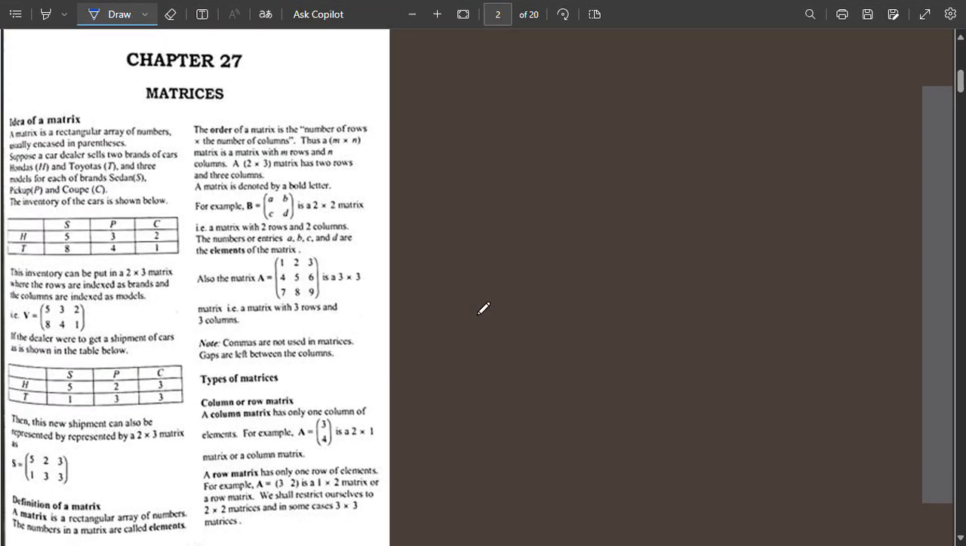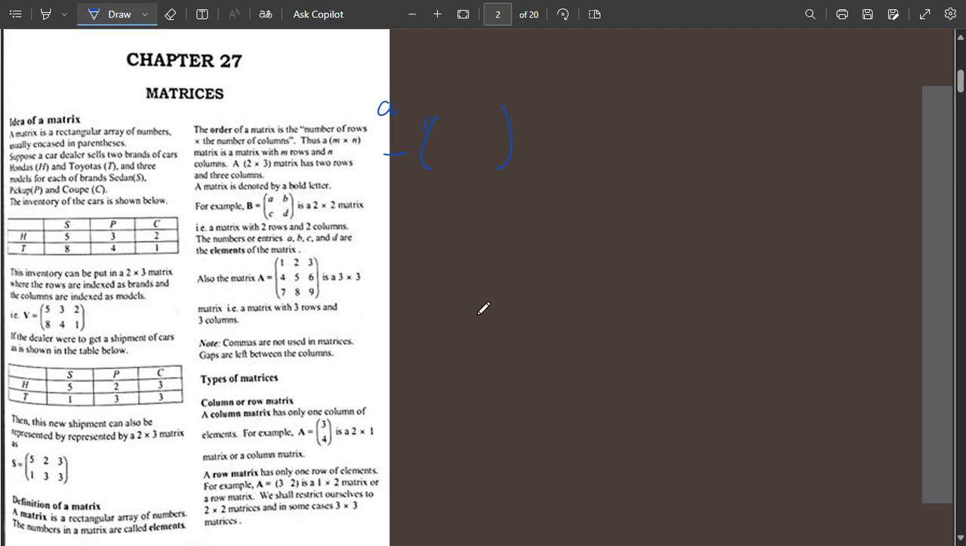So the first page, a matrix. The idea of a matrix is a rectangular array of numbers, usually encased in parentheses. So we just have a rectangular array of numbers, usually in parentheses, and that's an array.